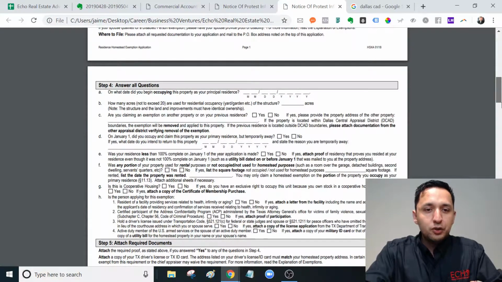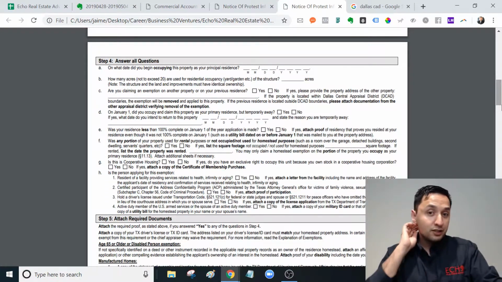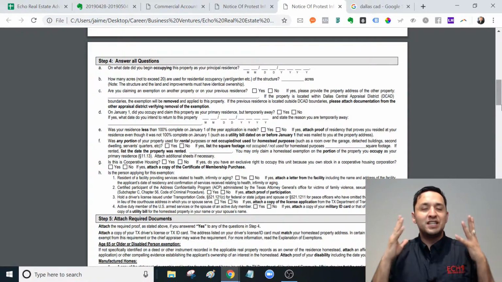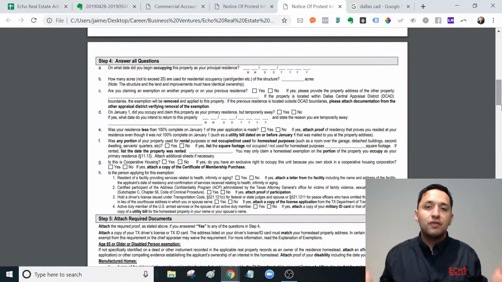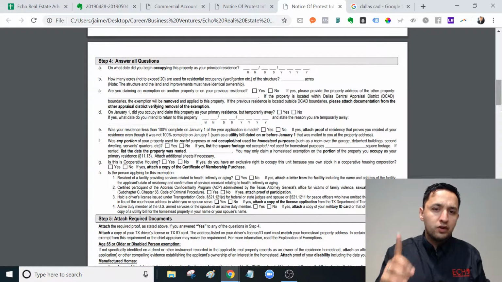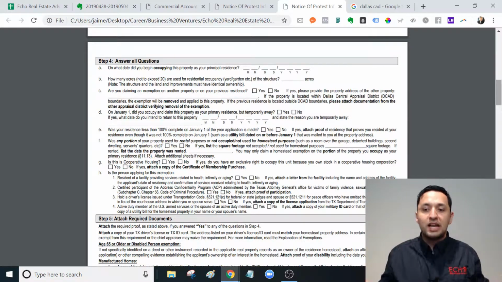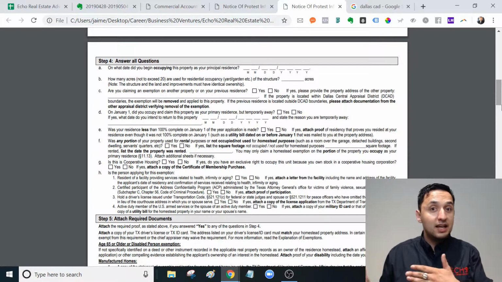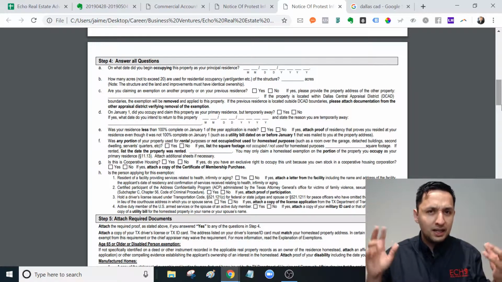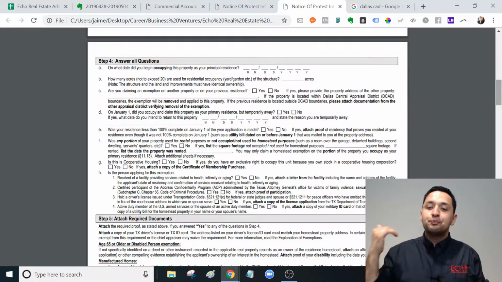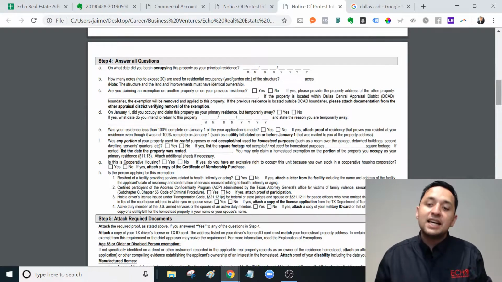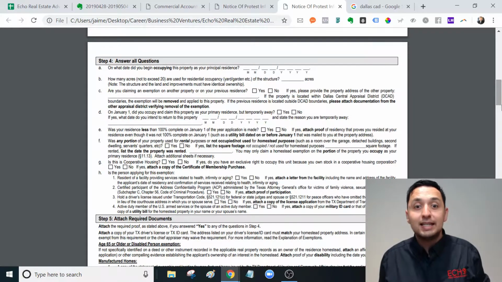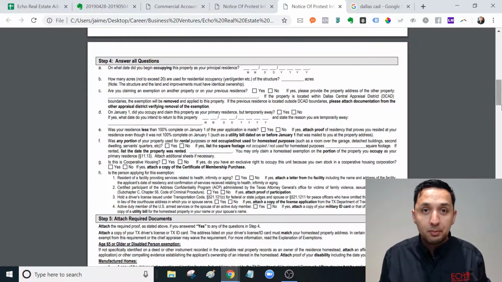All right, on what date did you begin occupying this property as your principal residence? So January 1st is very important. If you're filing for a 2019 exemption, you will have needed to occupy the property January 1st of the year that you're applying for. So right now we're in May. Actually, the deadline to apply for a homestead exemption just went through, so we're actually a little bit late if we were going to apply for this year. But this is 2019, so in order to qualify for the 2019 exemption, you will need to have lived in the property January 1st.